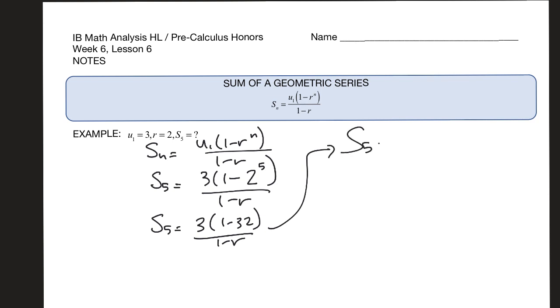All right, so the sum of the first 5 is going to be 3 times negative 31 over, and I still forgot to put in the r. 1 minus 2 is negative 1. So the sum of the first 5, again, handy dandy calculator, I believe this is 93.